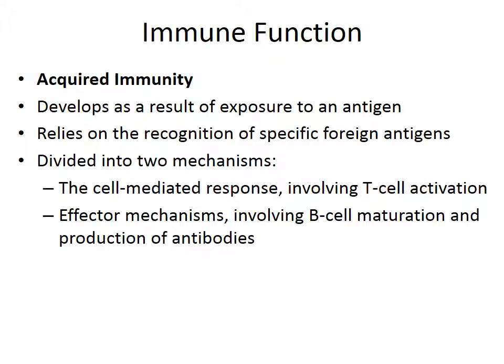Acquired immunity develops as a result of exposure to an antigen. It relies on the recognition of specific foreign antigens, and it's divided into two mechanisms: the cell-mediated response involving T cell activation, and the effector mechanisms involving B cell maturation and production of antibodies.